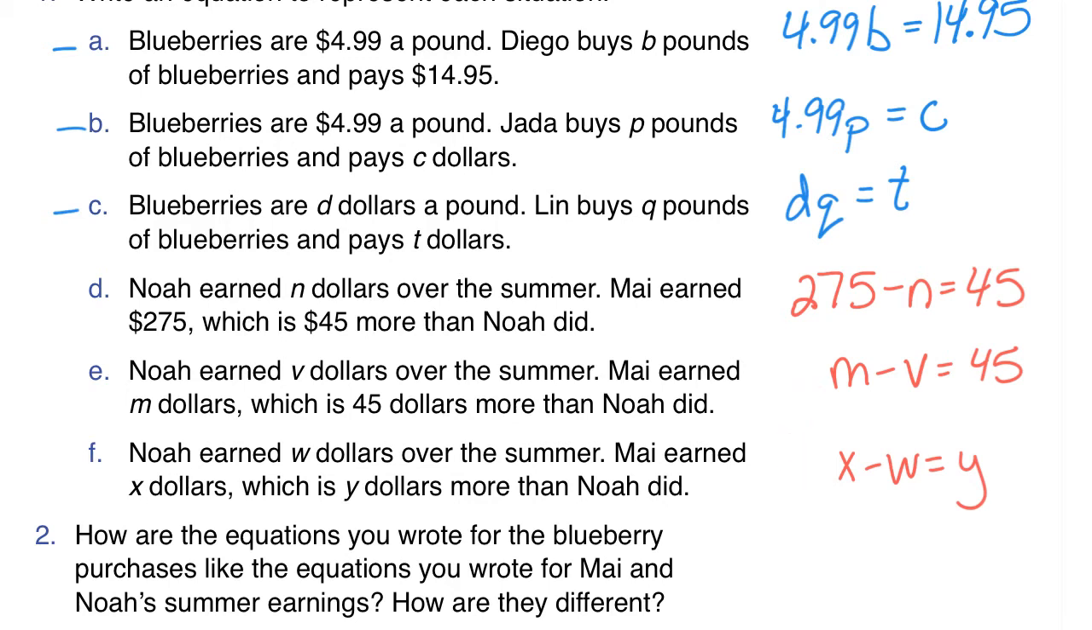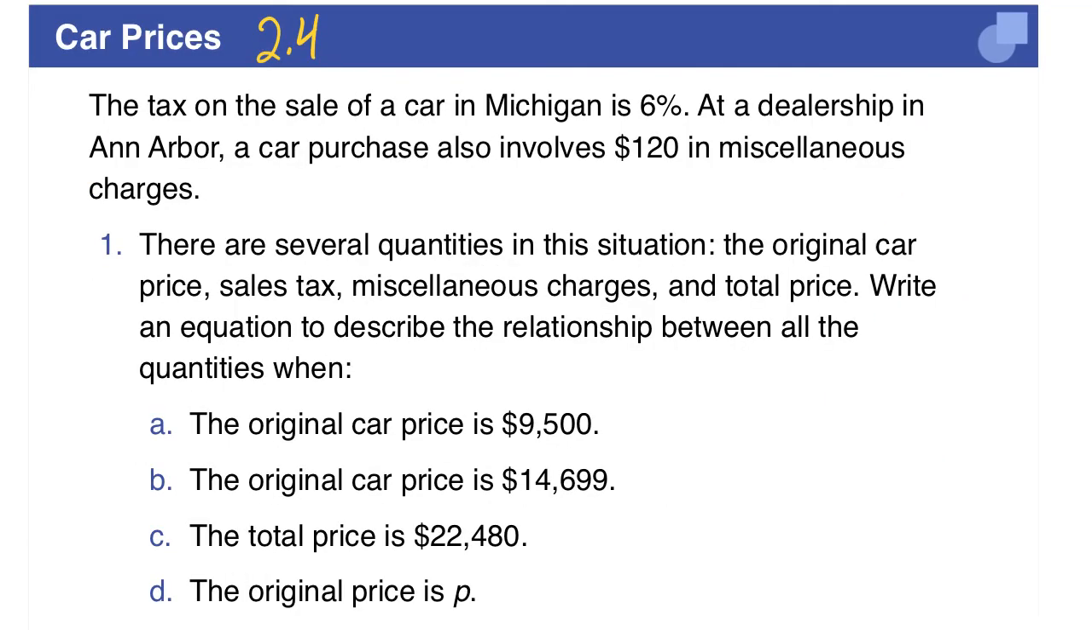In activity 2.4, car prices, we're going to put together some equations here that are incorporating a few more pieces than we've been seeing. So the tax on the sale of a car in Michigan is 6%. As a decimal, just as a reminder, that would be 0.06. At a dealership in Ann Arbor, a car purchase also involves $120 in miscellaneous charges. That's a flat fee no matter which car you buy. And so there's lots of things to take into account: the original car price, the tax, the miscellaneous charges, and the total price. So we're going to write an equation to describe this relationship.